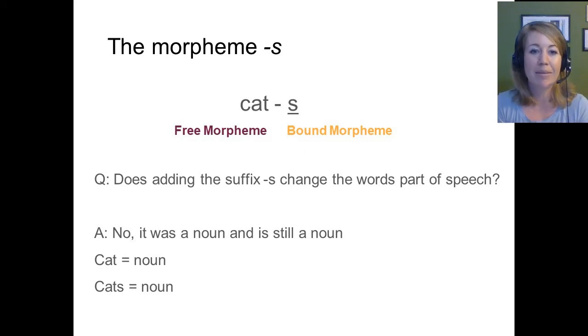So this leads us to the question, and this is also to prepare you for upcoming quizzes. Does adding the suffix S change the word's parts of speech? So looking at cat, and then we add the suffix to make cats. Does it change the word's parts of speech? So cat, I already told you, was a noun, right? So when I make it plural with the S, does it change to something else? Well, the answer is no. It was a noun, and it is still a noun. Cat is a noun, and cats is a noun.